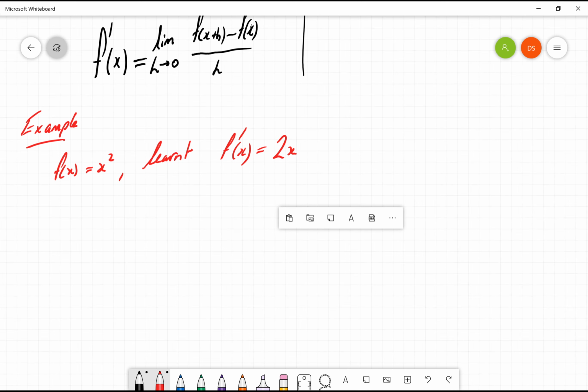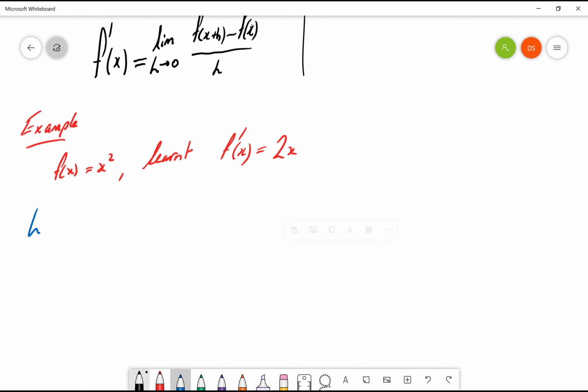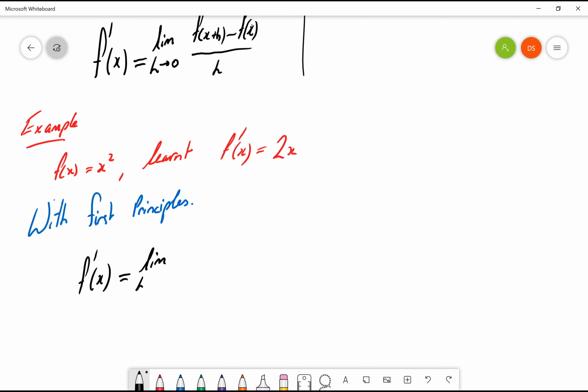Now let's try it with first principles. Okay, so have a look. I'm saying that f dash of x is equal to the limit as h tends to 0 of f of x plus h minus f of x, all over h.